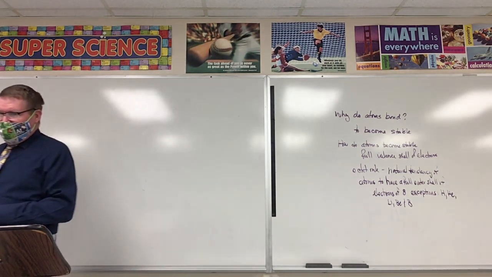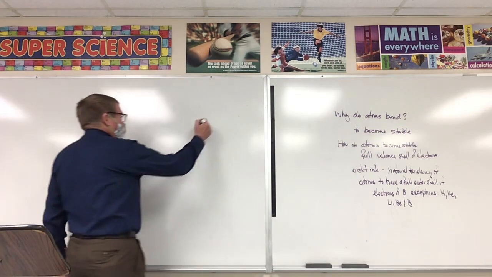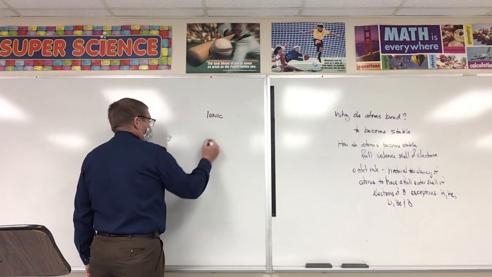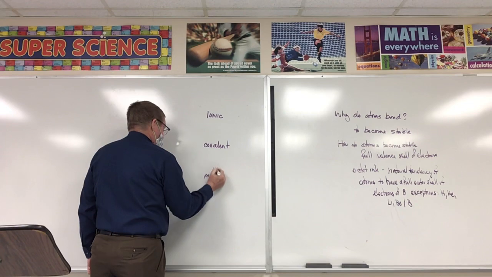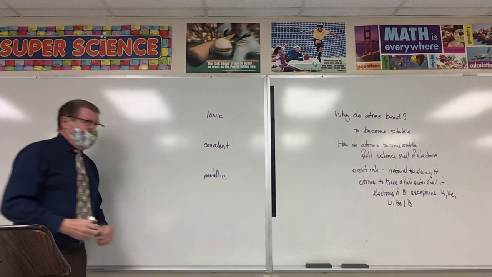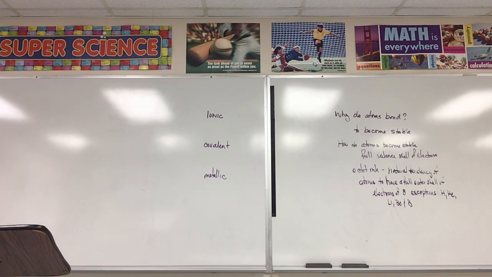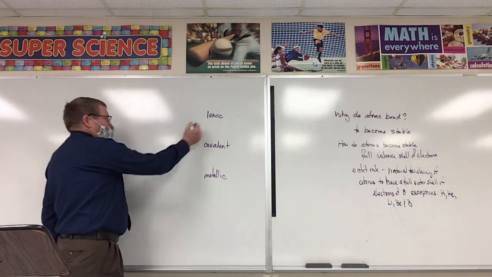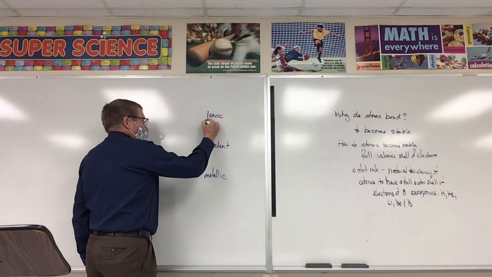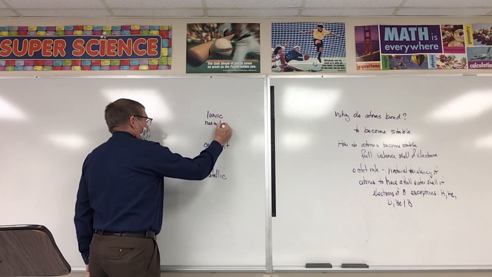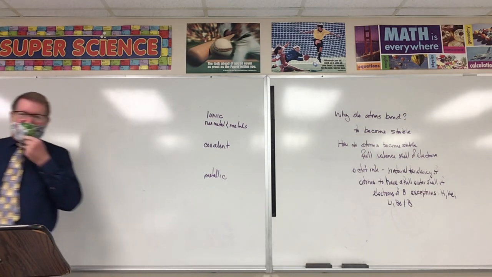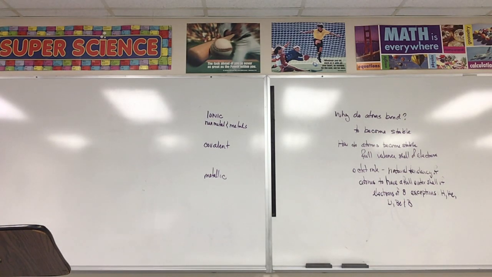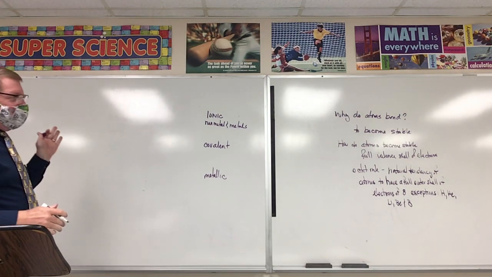There are three types of bonding: ionic, covalent, and metallic. Ionic occurs between metals and non-metals. Where are my non-metals in the periodic table? Everything to the right of the stair step line. Where are my metals? Left of the stair step line.